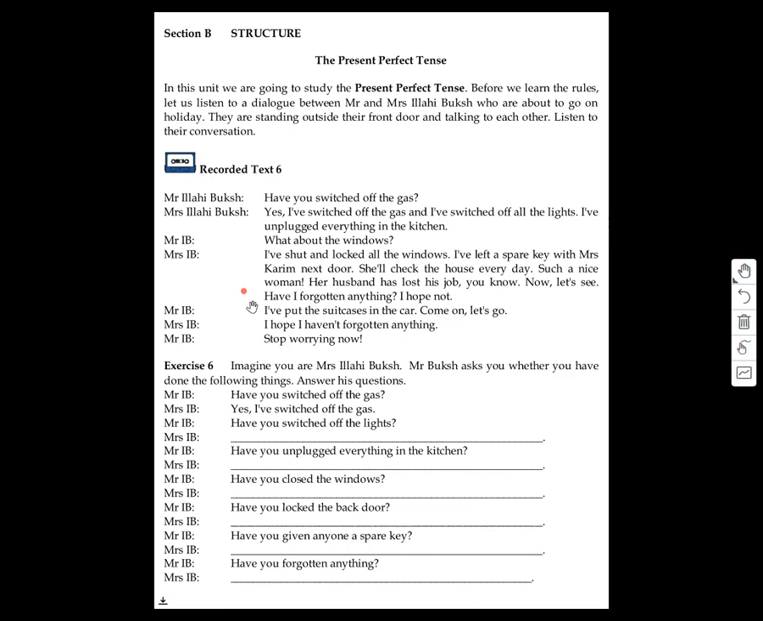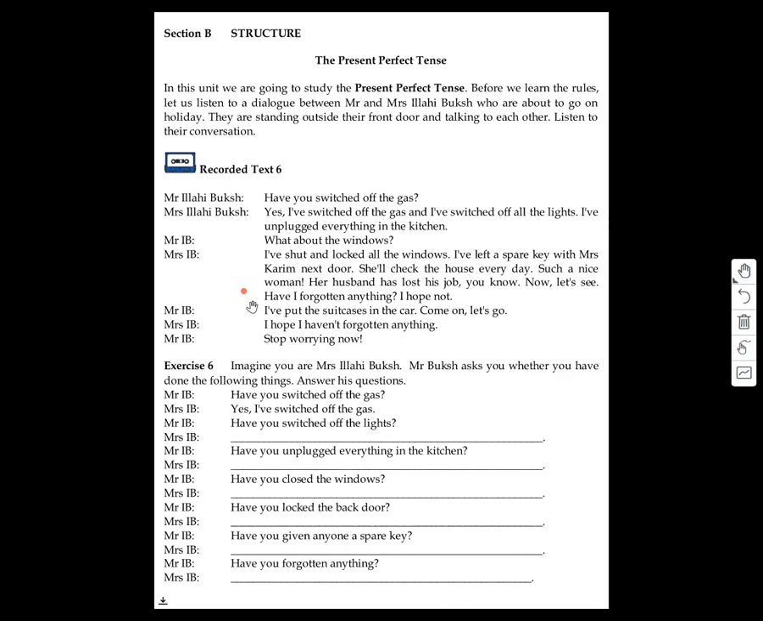Have you switched off the gas? Yes, I have switched off the gas. I have switched off all the lights. I have unplugged everything in the kitchen. What about the windows? I have shut and locked all the windows. I have left a spare key with Mrs. Kareem next door. She'll check the house every day. Such a nice woman. Her husband has lost his job, you know. Now let's see. Have I forgotten anything? I hope not. I have put the suitcase in the car. Come on, let's go. I hope I haven't forgotten anything.